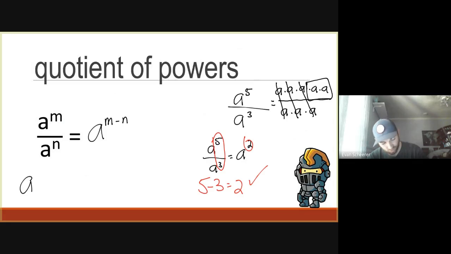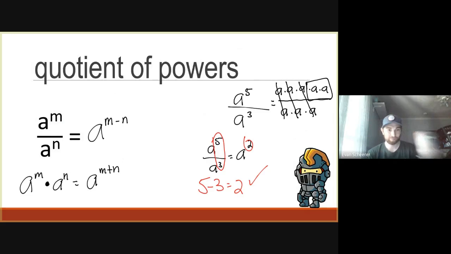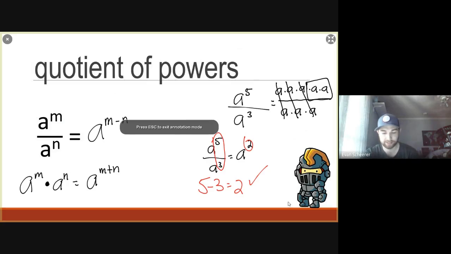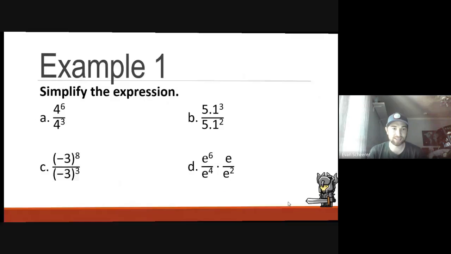But remember, when you're multiplying, you add. So be careful. Dividing, you subtract. Multiplying, you add. This section is mostly division, so we're going to be mostly subtracting. All right, let's go to the next slide and use those examples.